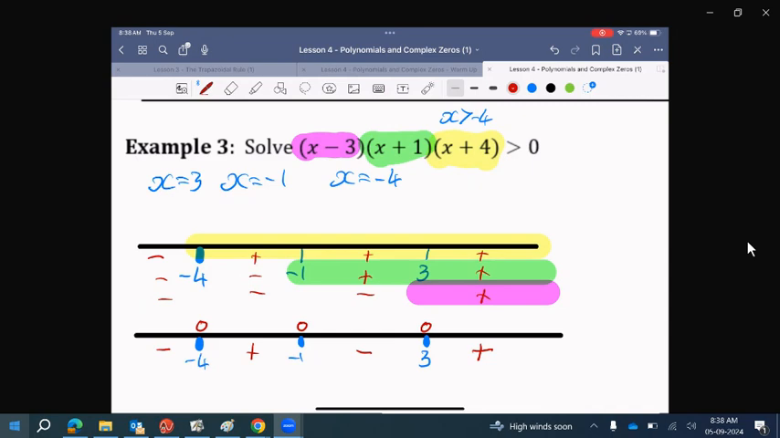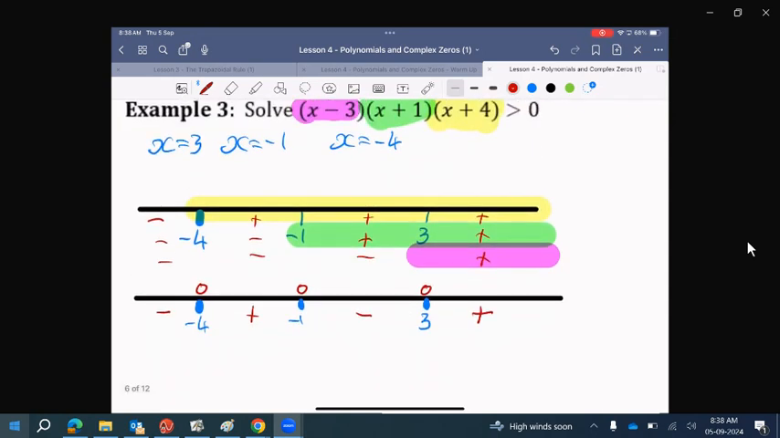We're solving an inequality. So for this inequality, we want it to be greater than 0. So we want all the positive space. So the answer to this is going to be from -4 excluded up to -1, union 3 excluded up to positive infinity. And this is for joining two sets or two intervals.